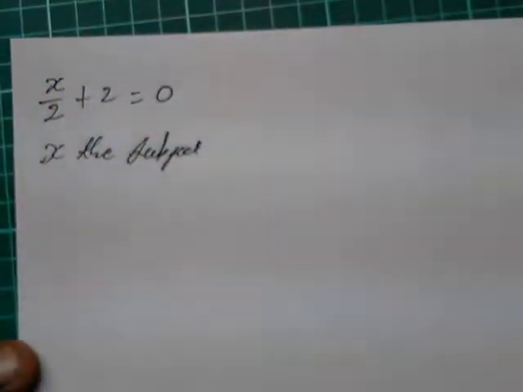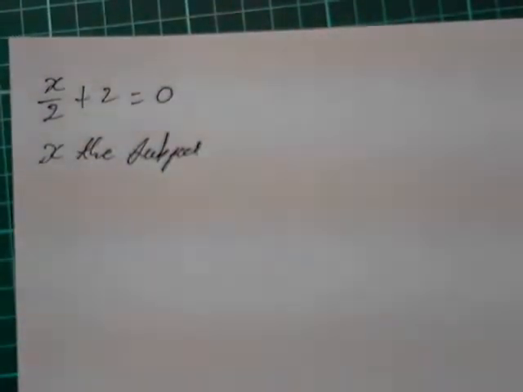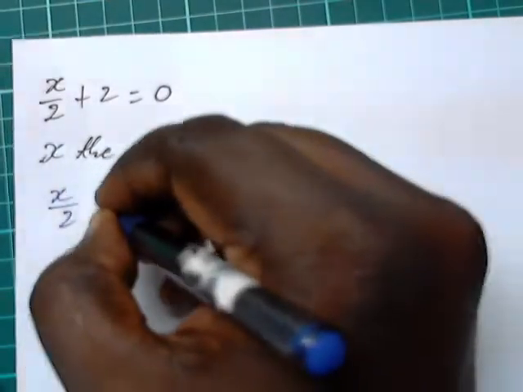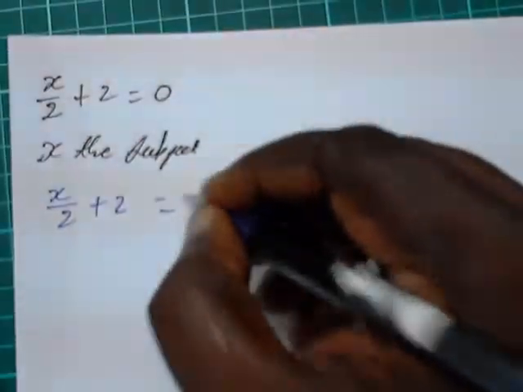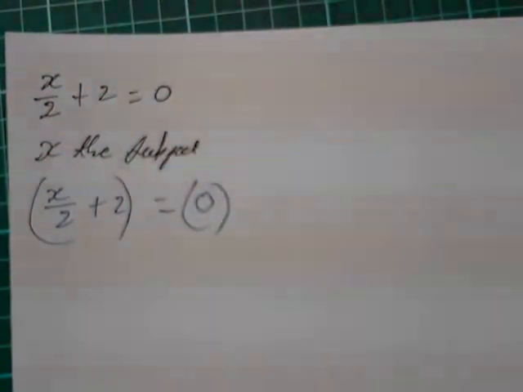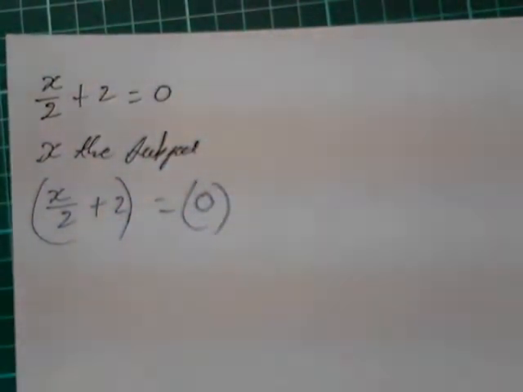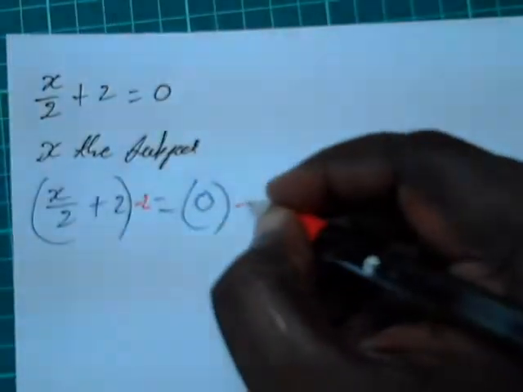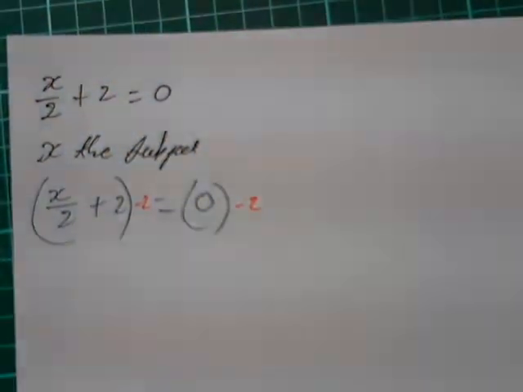Make x the subject. That means I want x to stand alone. So what am I going to do? I'm going to write this again. I have x over 2 plus 2 equals 0. What can I do to the left hand side to eliminate the 2? The first easy thing, I told you, is always go to the plus and minus. You minus 2 here, you minus 2 here, because these two will kill each other, right?